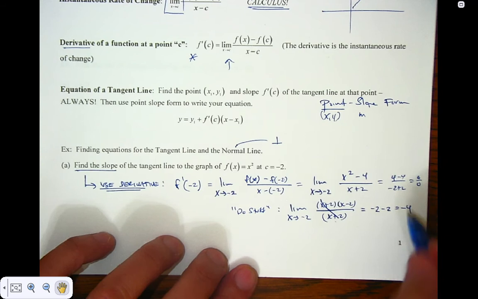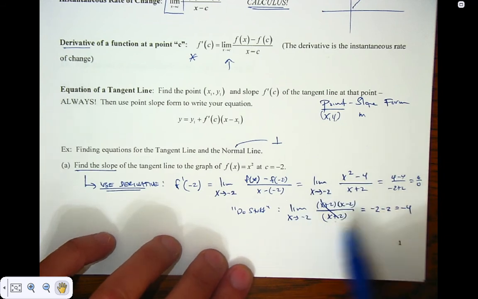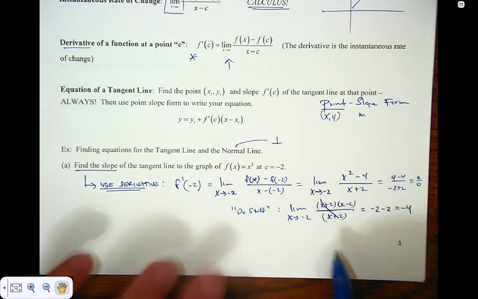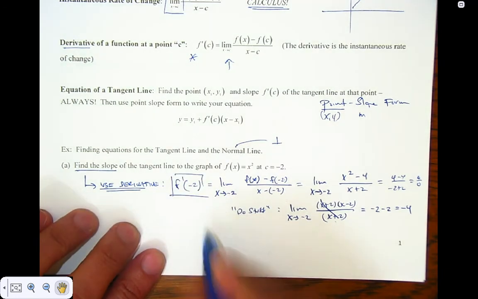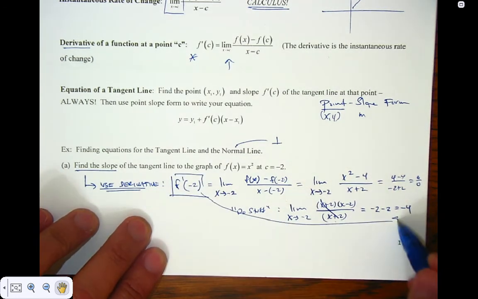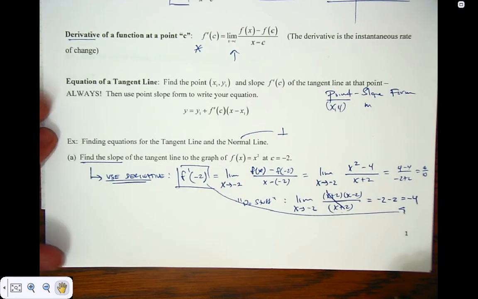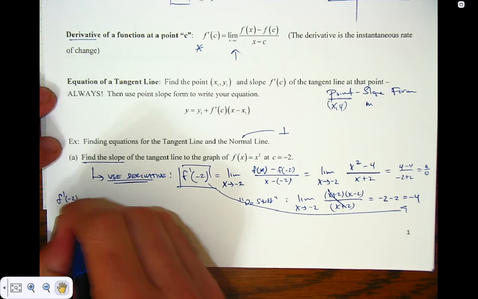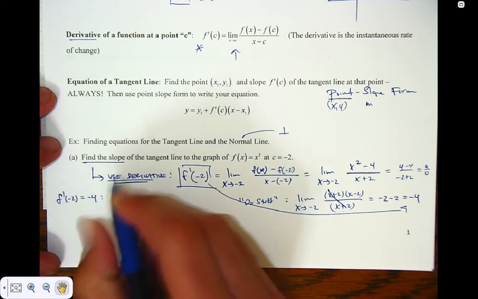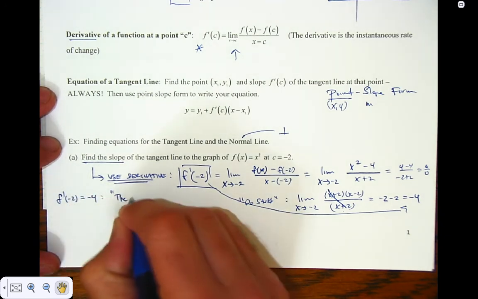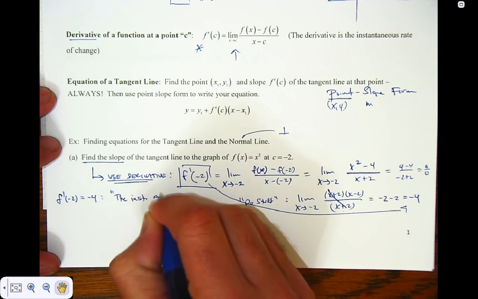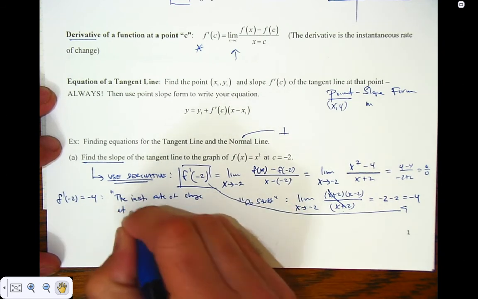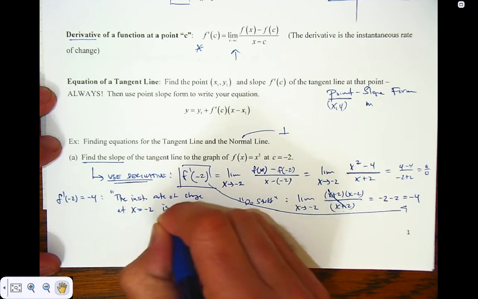Okay? All right, so we use this understanding of limits from chapter 1 to plug into this definition and evaluate. And so look what we found, you guys. We found the derivative at -2 is equal to -4, right? In your brain, what the heck does that mean? What does f prime of -2 equal -4 mean? It means that the instantaneous rate of change at x equals -2 is -4.